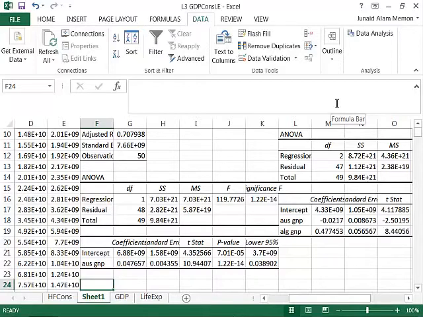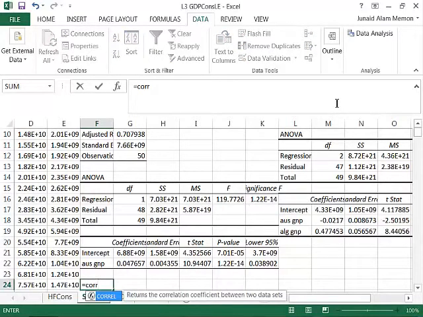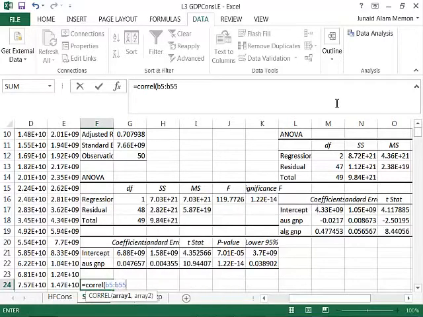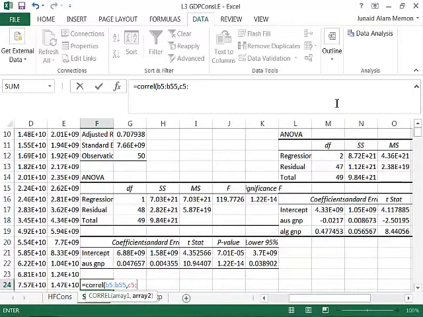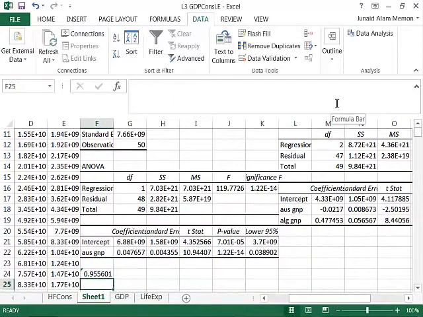Check it equals correl of B5 to B55, C5... 95% correlation between Australian GDP and Algerian GDP. And this will always be the case for any two GNP series because they are all strongly increasing.